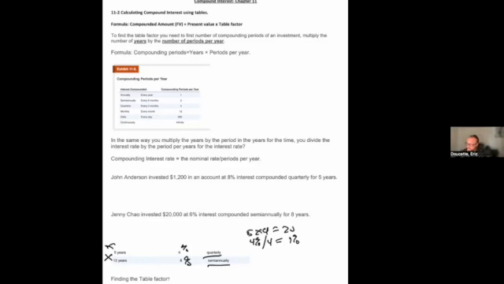The other one is 12 years semi-annually, so 12 years twice a year. 12 times 2 equals 24 periods. Then I'm going to take the 8% and divide that by 2, and that's going to come out to 4%. So when I go to my chart, for the first problem I'm going to look at 1% and 20 periods, and for the second one, I'll look at 24 periods at 4%.